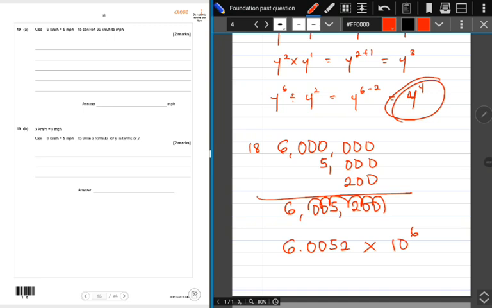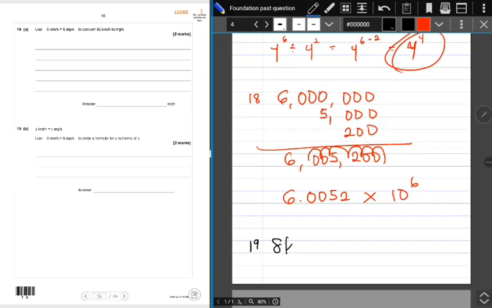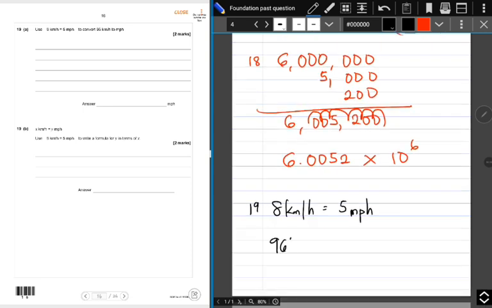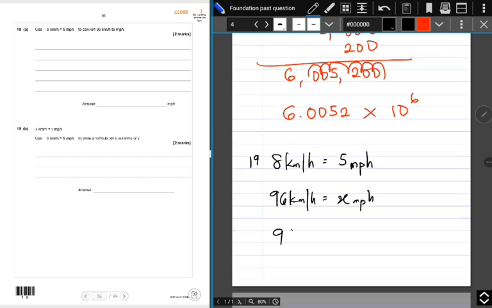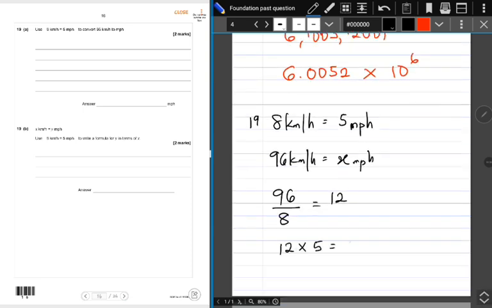Okay, number 19. Number 19 is giving us that if 8 kilometers per hour equals 5 meters per hour. Now convert 96 kilometers per hour, and let's say this is x meters per hour. So this is what we do. Let's do 96 divided by 8, which is going to give us 12. Then we'll do 12 times 5, that will give us 60 meters per hour.